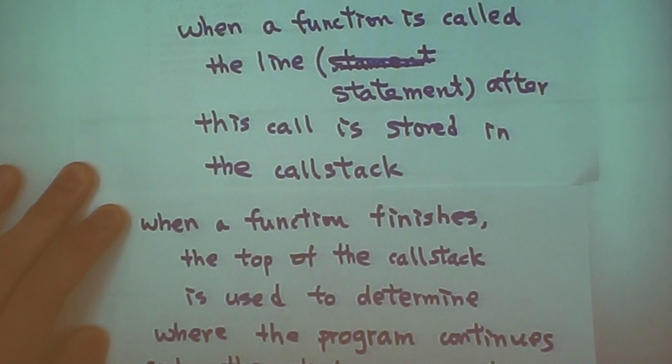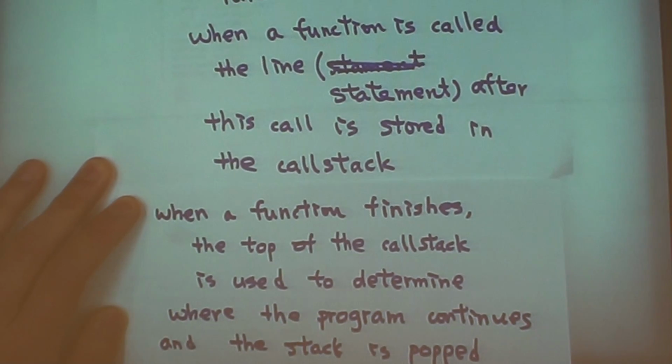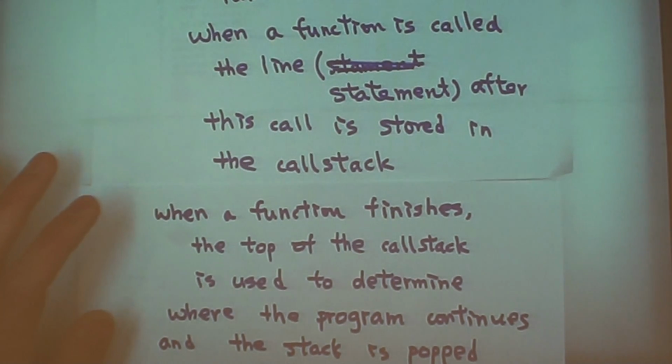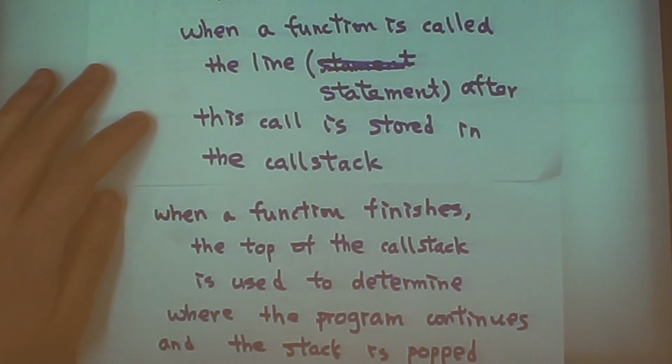Maybe I should zoom out a little bit. Every time you call a function, the line after this function call is pushed to a stack. Every time a function finishes, where should the program continue? That's determined by what is in the call stack. Since we remember the line after the function call, the program will continue from that line. And that top of the stack is popped. So these are the two rules. The good thing about these two rules is there is no exception.